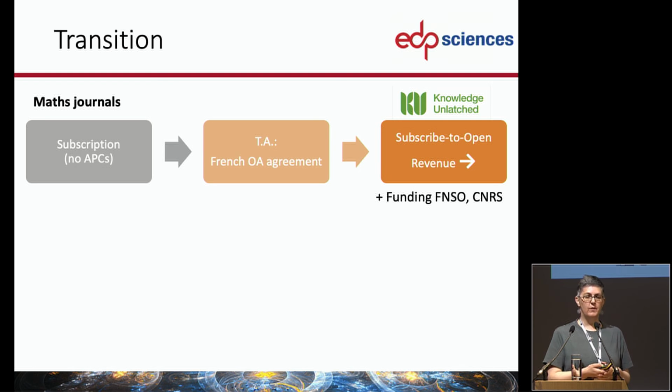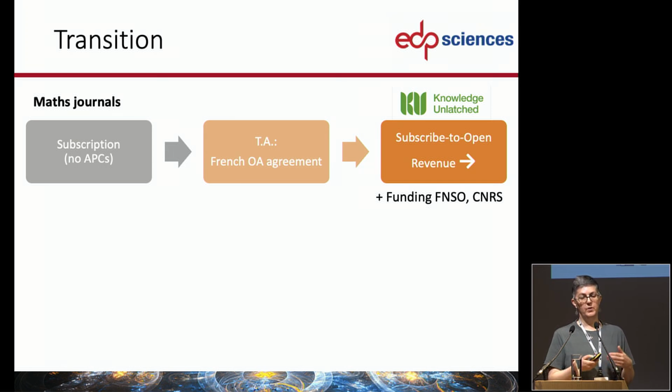And also because the French consortium decided to continue to go with us on that journey, to support the subscribe to open model and to continue to support it at the level that they were supporting us previously. So the revenue has been flat. And in addition, we've been lucky to be able to attract some sponsorship to get the model established. One from the French National Fund for Open Science, and another one from CNRS, which was announced very recently.